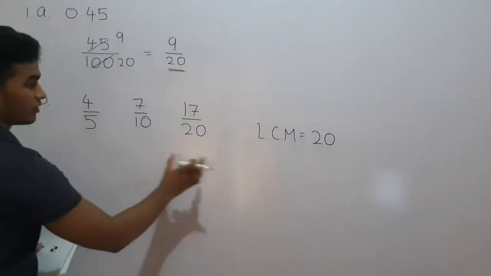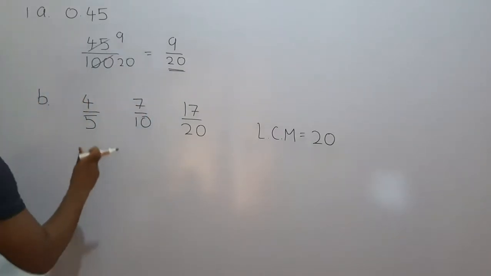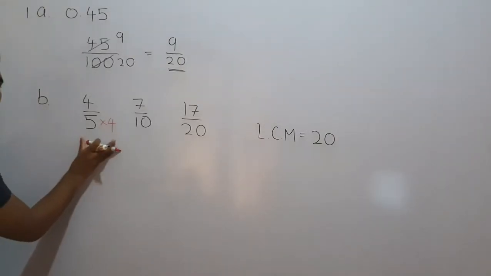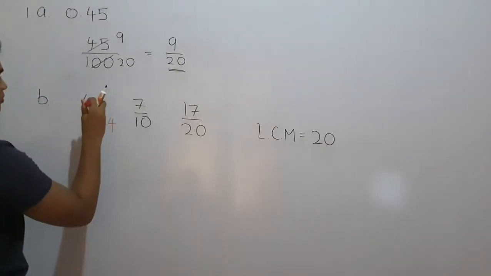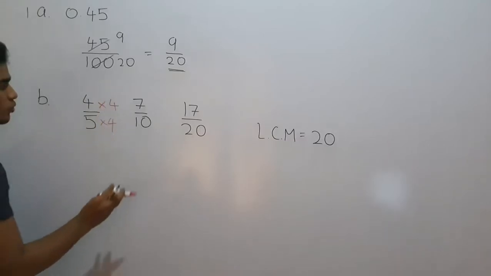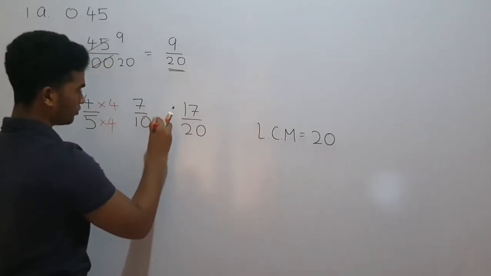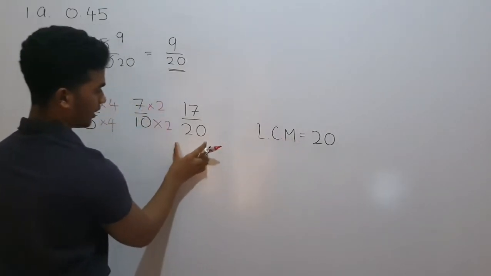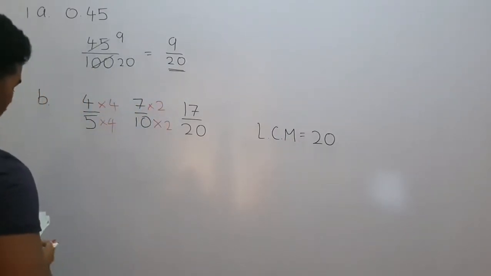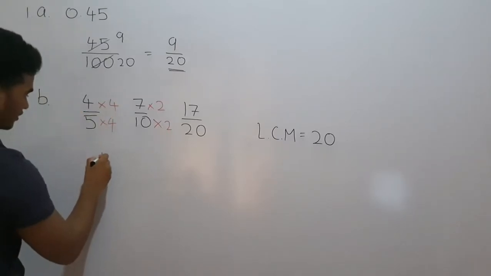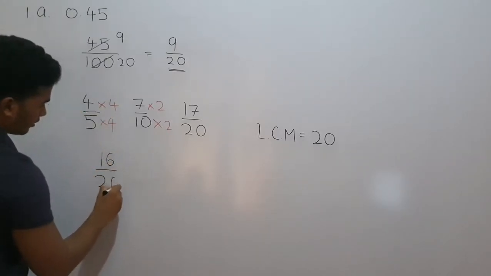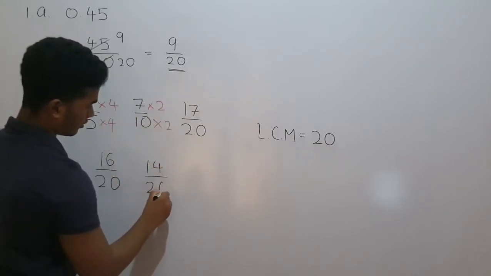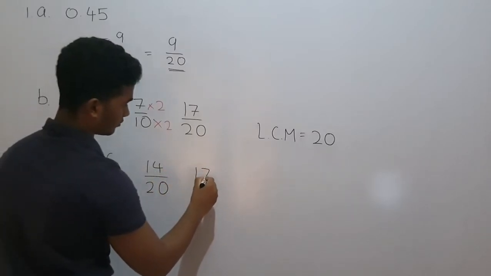To make 5 into 20, you should multiply it by 4. And since the denominator is multiplied by 4, the numerator should also be multiplied by 4. To make 10 into 20, you should multiply it by 2 and the numerator also by 2. This one has no change since the denominator is already equal to the LCM. So 4 into 4 is 16 over 20, 7 into 2 is 14 over 20, and 17 over 20.